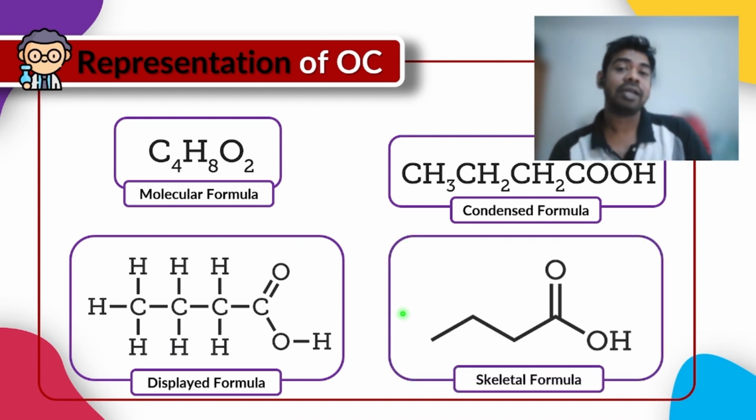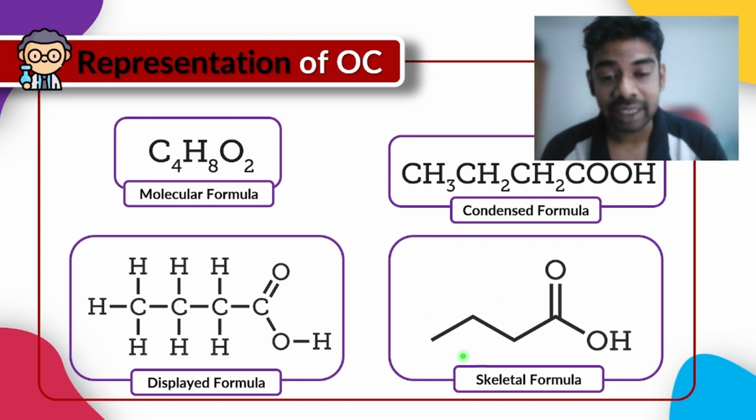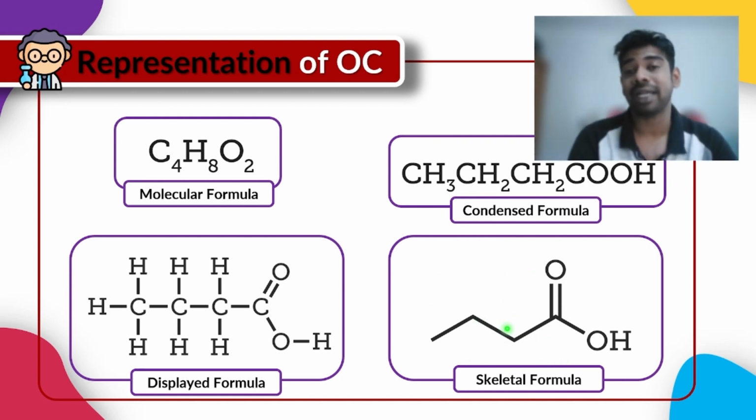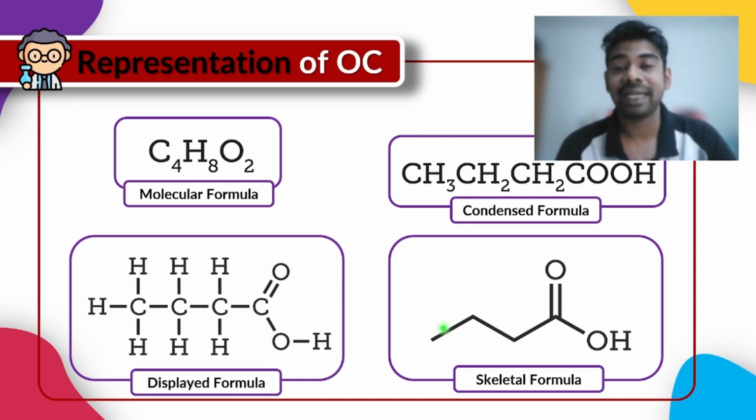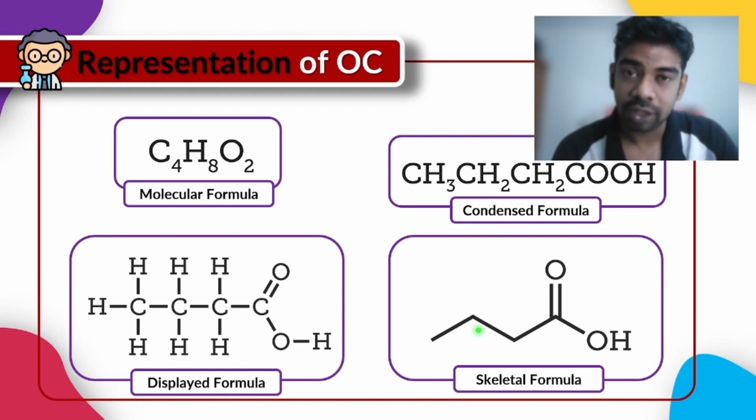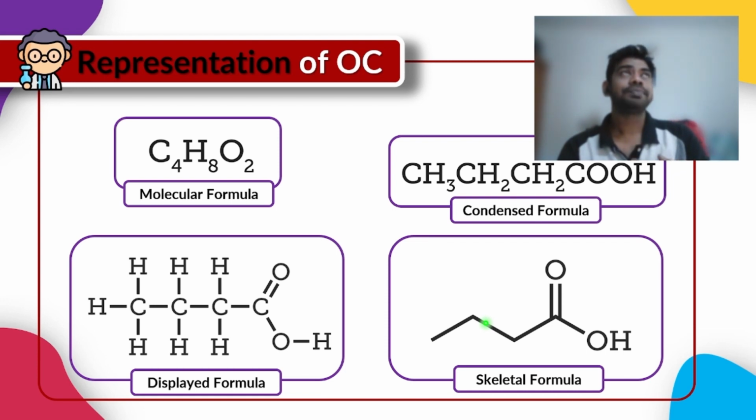But as we move on to 11th and 12th, we move on to our next variety, the skeletal structure, also called the bond line formula. In this case, you don't write down where the carbons are. Instead, you create corners, edges, or vertices. All these points represent a carbon, and you assume that wherever a bond is not mentioned, the valency of that carbon is not satisfied. For example, for this one, two hydrogens are filling in for it, and we don't write the hydrogens here. With this, you need to understand.